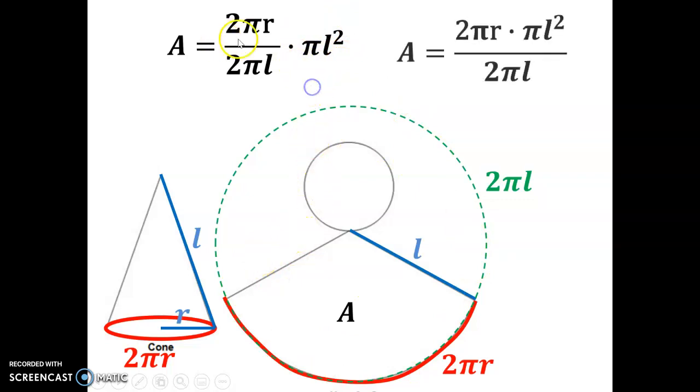And now that simplifies into this. Okay, I just put that pi l squared on top. And now we can cancel some things. These pi's cancel, these l's cancel, the slant heights, and the 2's cancel also, and we end up with this, pi r l. So that's the area of this portion, which is actually the lateral part of this cone. So that's where that comes from in our formula.